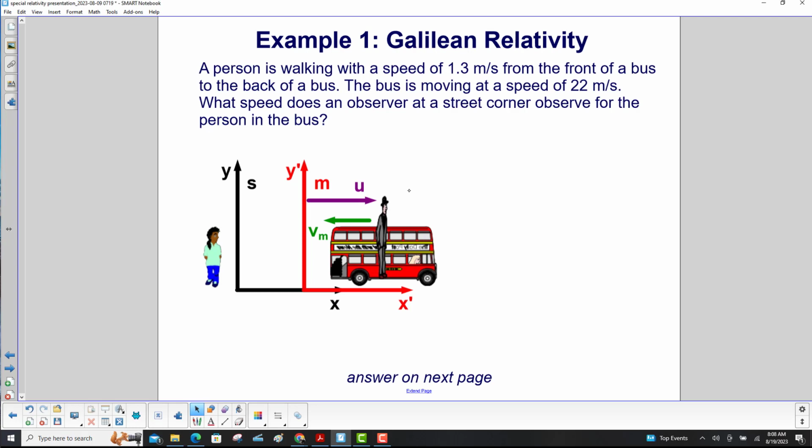A person, right over here, is walking with the speed of 1.3 meters per second from the front of the bus to the back of the bus, and that's V sub m. The bus is moving at a speed of 22 meters per second. What speed does an observer at a street corner observe for the person in the bus?